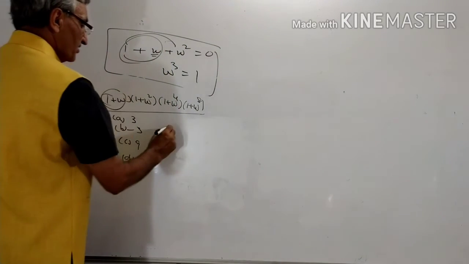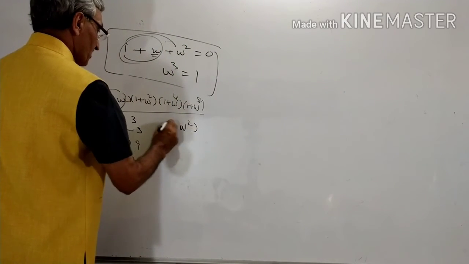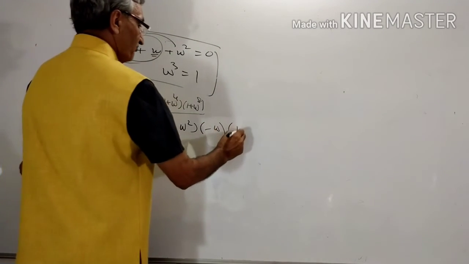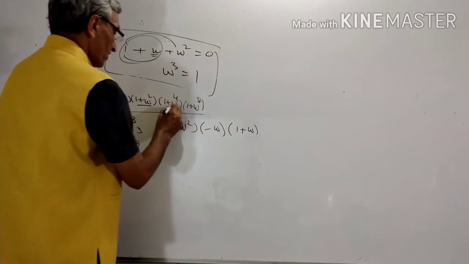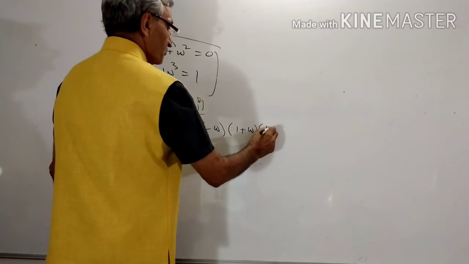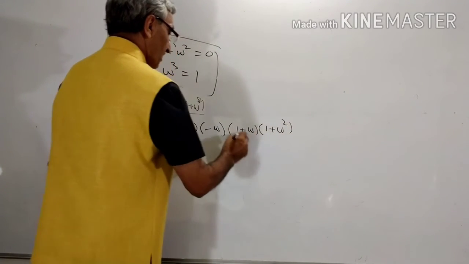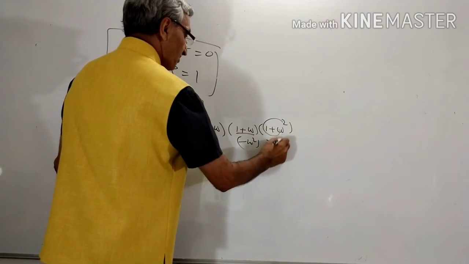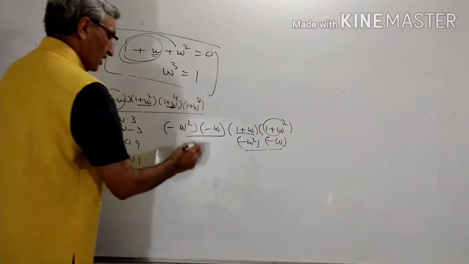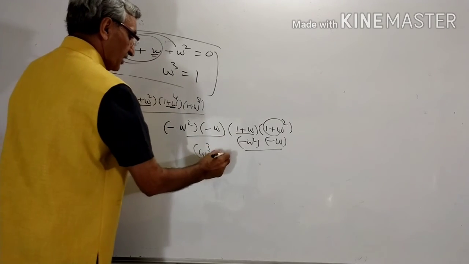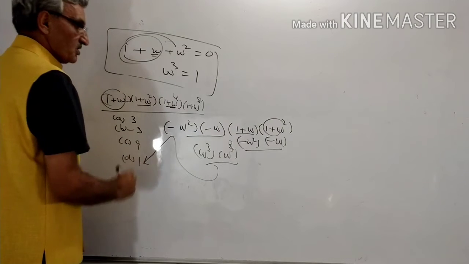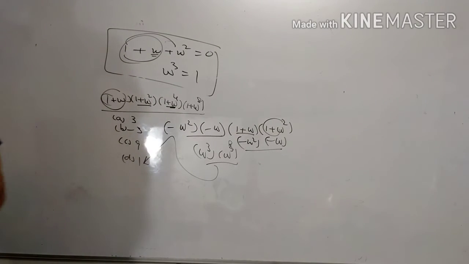1 plus omega is equal to minus omega square. 1 plus omega square is equal to minus omega. 1 plus omega 4 is equal to 1 plus omega, and 1 plus omega 8 means 1 plus omega square. This again is equal to minus omega square, minus omega, which is omega cube, into omega cube, equal to 1. So the answer is 1. Here we got the answer using the two properties.